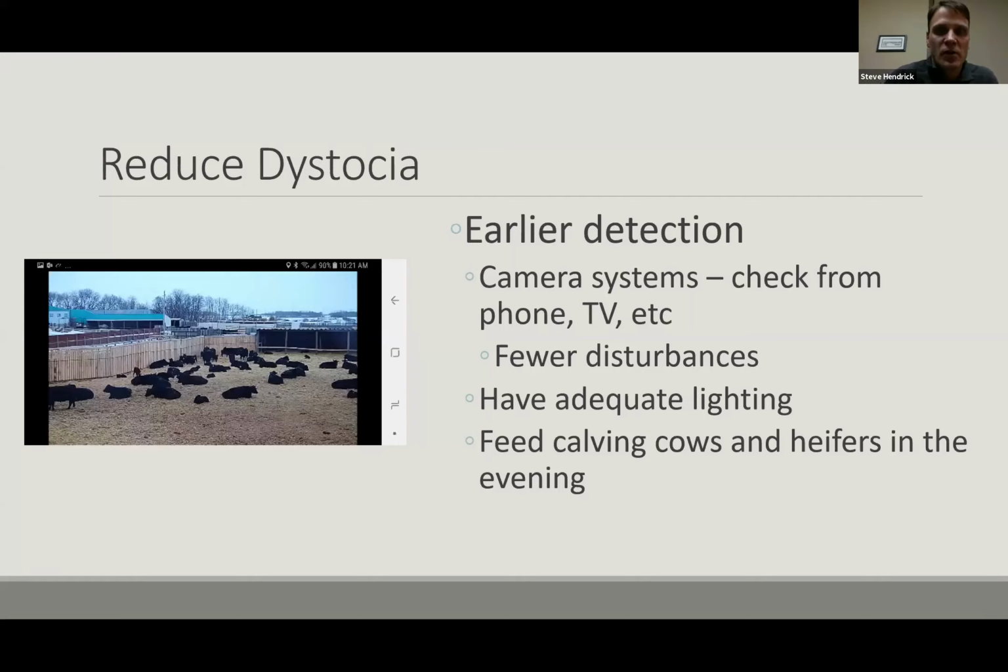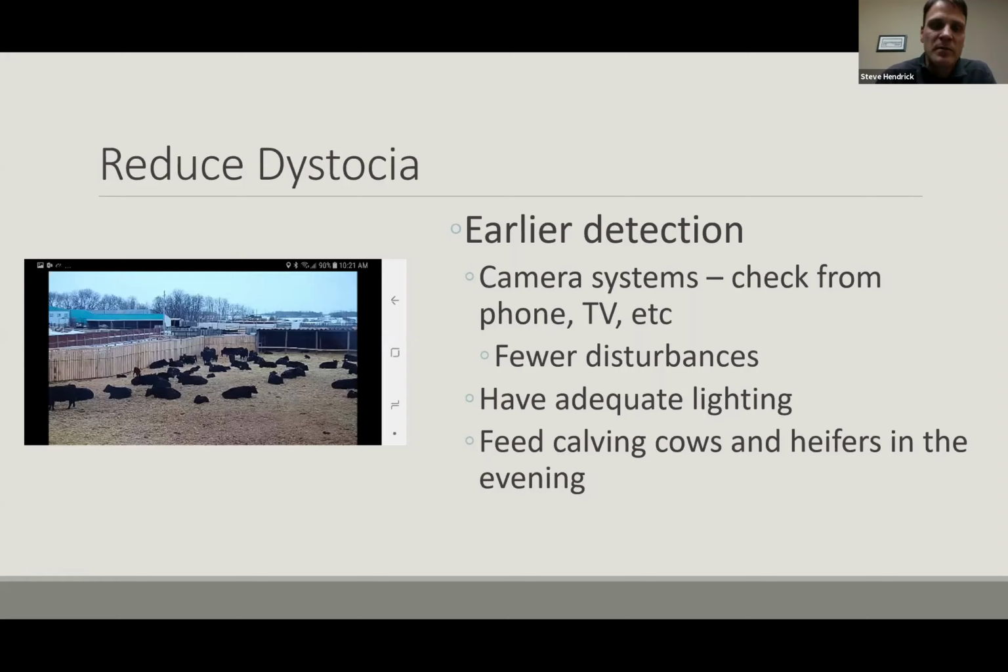But of course, if you're checking manually, you want to make sure you have adequate lighting out in your calving area, especially if you're moving cows then to bring them in and check, and that we need to have appropriate facilities to do that.